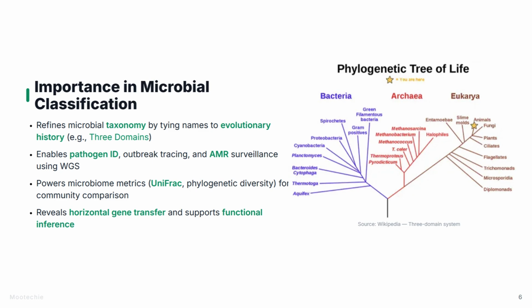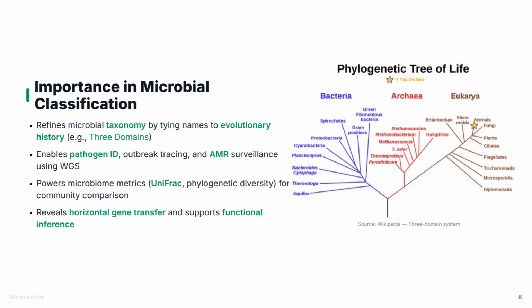By comparing the family trees of bacteria, we can track the spread of a disease or a resistant gene in real time. These power key microbial metrics like UniFrac and phylogenetic diversity for comparing communities. These tools don't just count species, they measure how evolutionarily distinct the members of a community are. Trees also reveal events like horizontal gene transfer and support functional inference for unknown genes. If a gene sits on a certain branch of the tree, we can make educated guesses about its function based on its relatives.